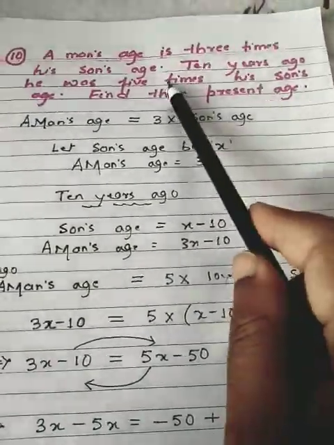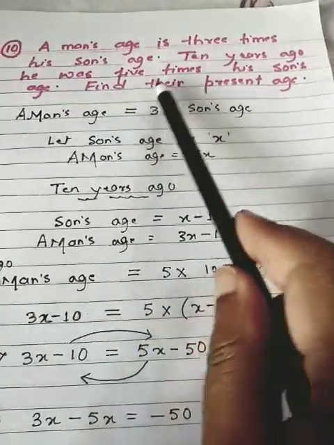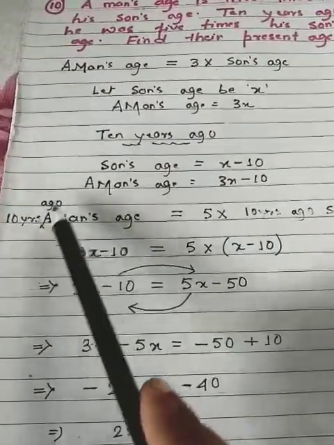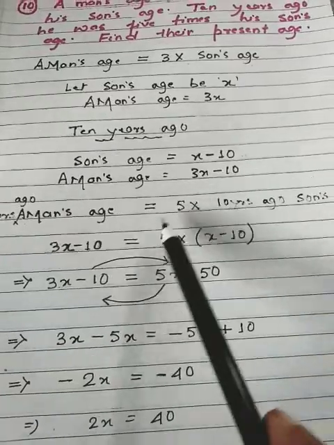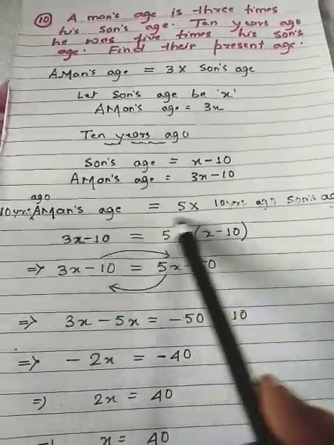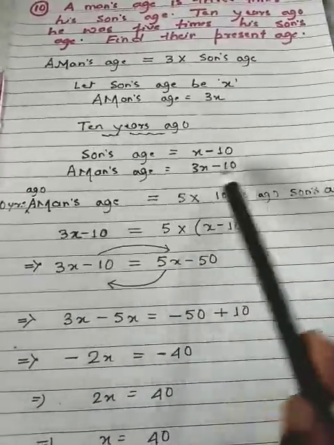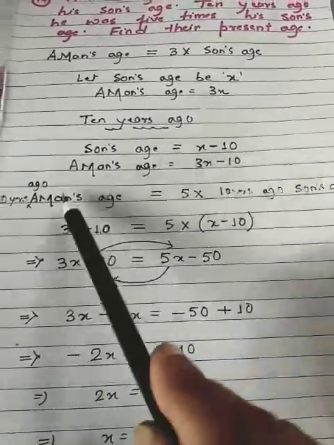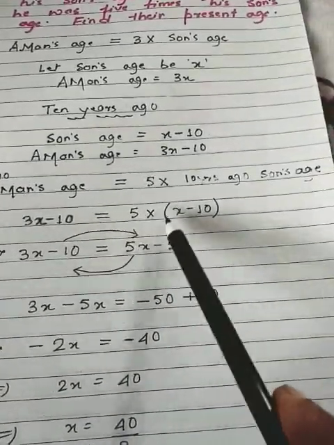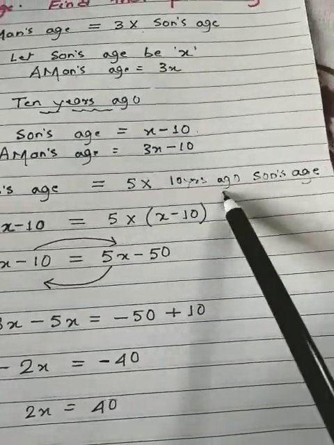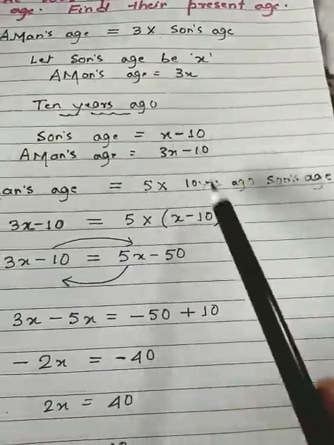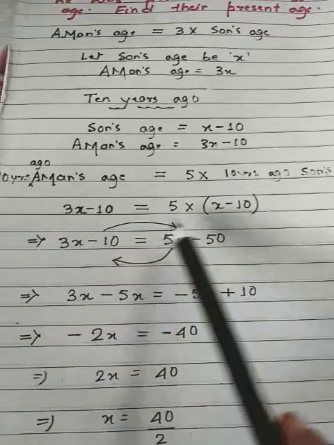Okay, now what are they saying? 10 years ago, he was 5 times his son's age. Now see what I have written. So 10 years ago, a man's age equals 5 times the son's age 10 years ago. This is the equation format. Now 10 years ago, a man's age was 3x minus 10. So in place of this, I've written 3x minus 10 equals 5 into the son's age 10 years ago. So 10 years ago, what was the son's age? x minus 10. So I've written x minus 10. Now this is just the equation format.